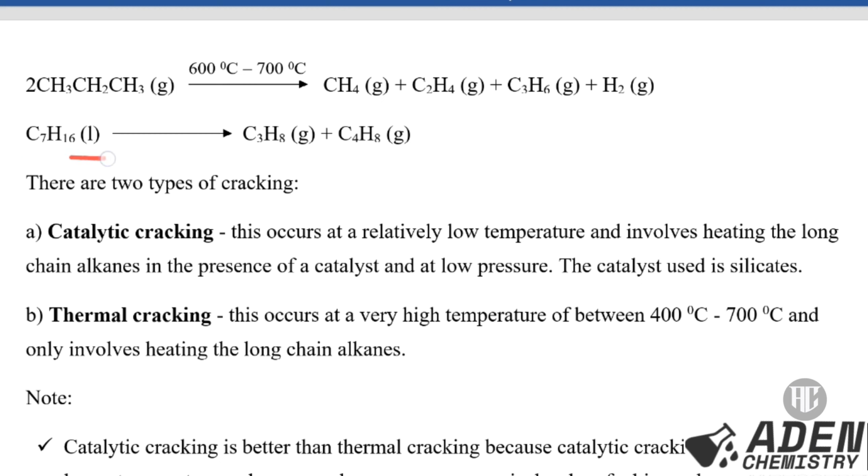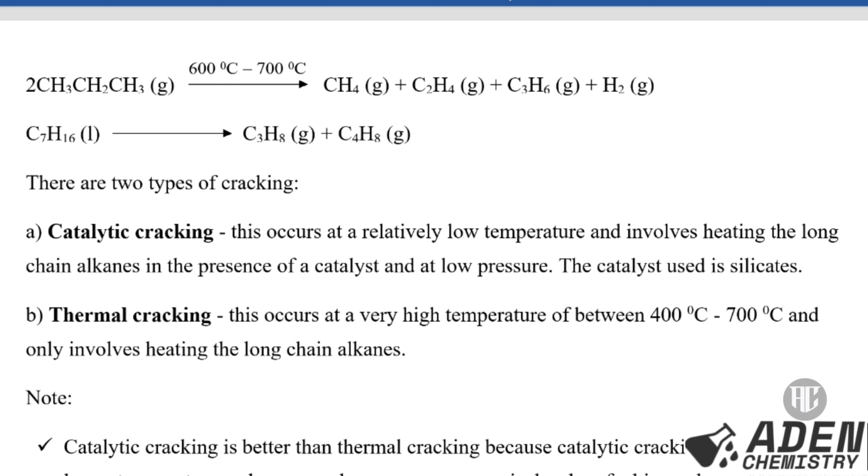But we can have again a long chain alkane, in this case heptane. This is called heptane. It's C7H16, that's the molecular formula, which is a liquid. When it is heated, we can get propane, which is a shorter chain alkane, and also butene. So that means there's no hydrogen gas. During the exam you may see an equation which doesn't have plus hydrogen gas. So don't say this type of reaction is not cracking. During cracking, hydrogen may be produced or may not be produced.